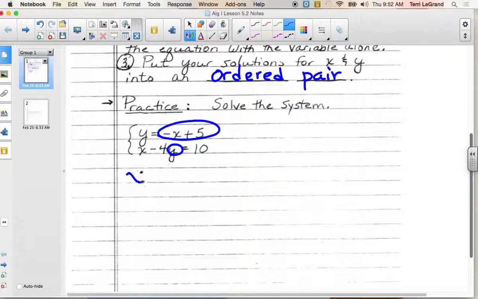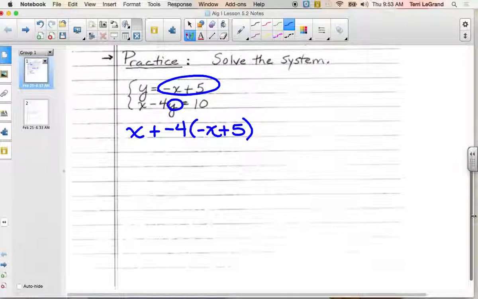So we're going to take that other equation, and let's change that to add the opposite. So x plus a negative 4. And we're going to substitute in for that y, that circled expression. And so the other equation should remain the same, except for that y getting replaced by what it is equal to in the other equation. And now we know what to do. What would be our first move now?